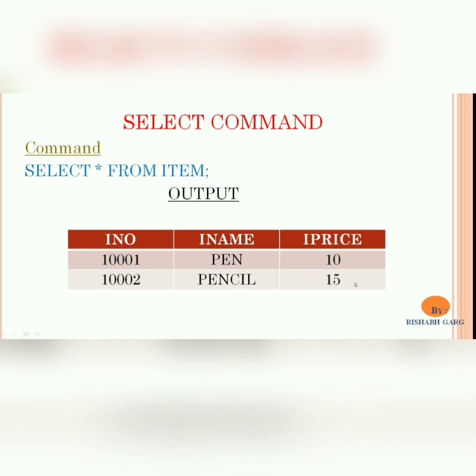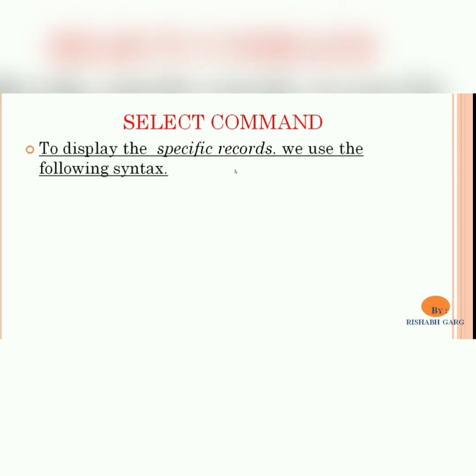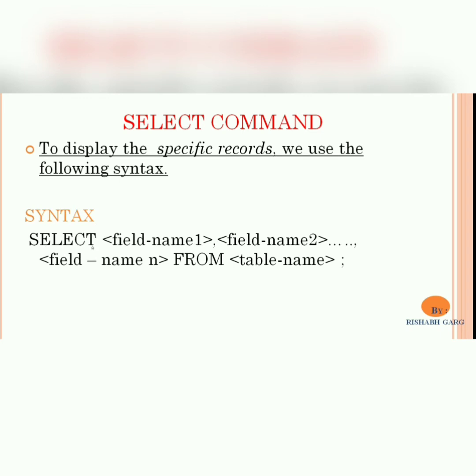I hope it's clear to all of you how you can display the entire records of a table. So let's move on to the next method. To display the specific records, we use the following syntax. First we will write the select command, then we will write the field name which we want to display. Remember one thing, field names will be separated with the help of commas. Then we will write the from keyword, and after that we will write the table name, and at last we will use the semicolon.